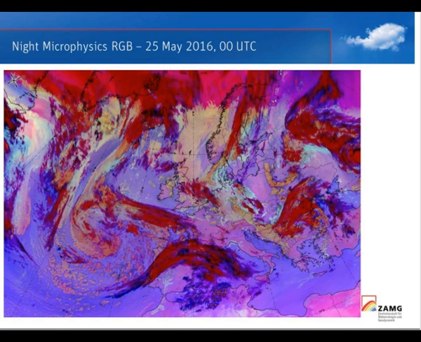So let's see where we are now. We are at today 0 UTC, and that's what the night microphysics RGB looks like. As I said before, it looks a little bit similar to the dust RGB. The main difference is the fog. So the low-level water clouds appear in these greenish, yellowish clouds over there, so it's really distinct, and you can easily detect where there's a low-level water cloud.